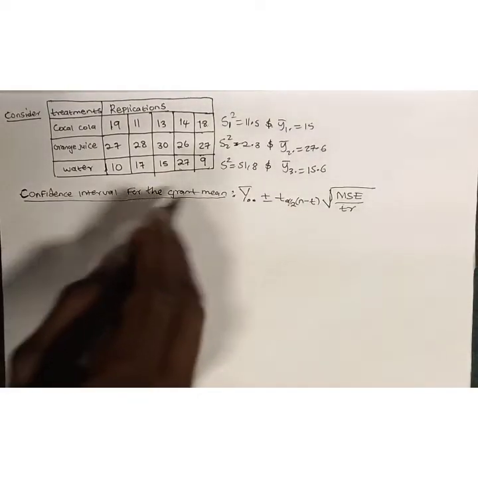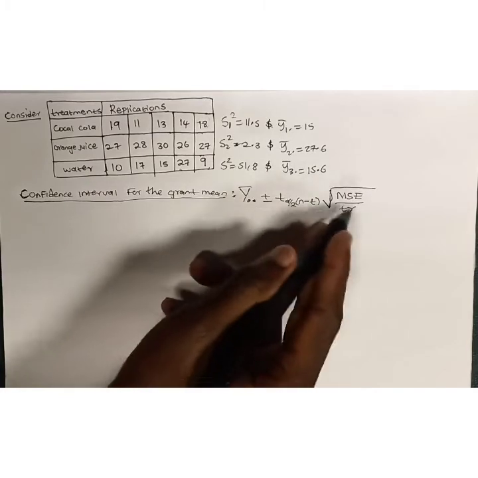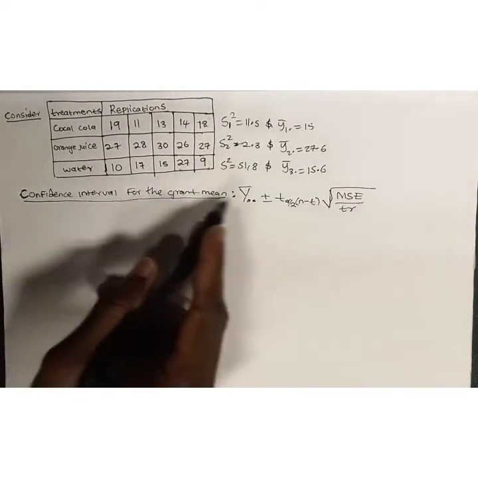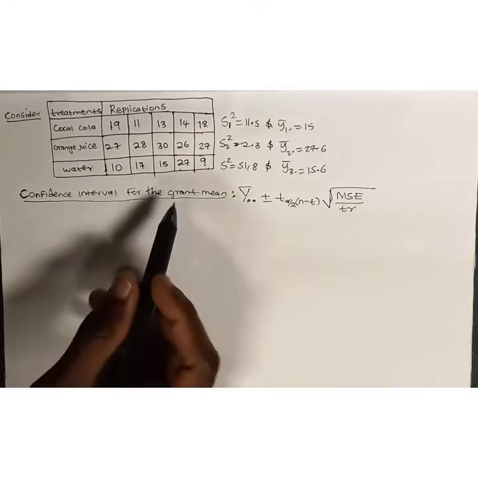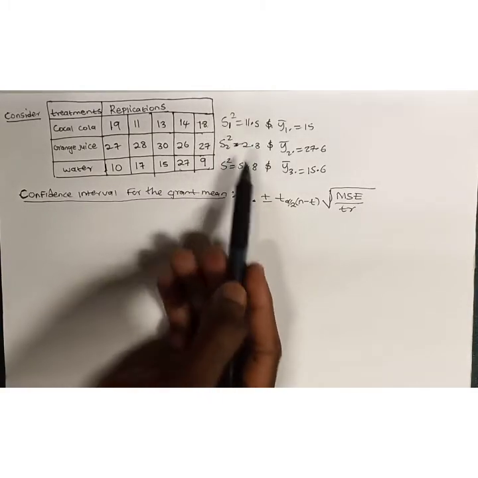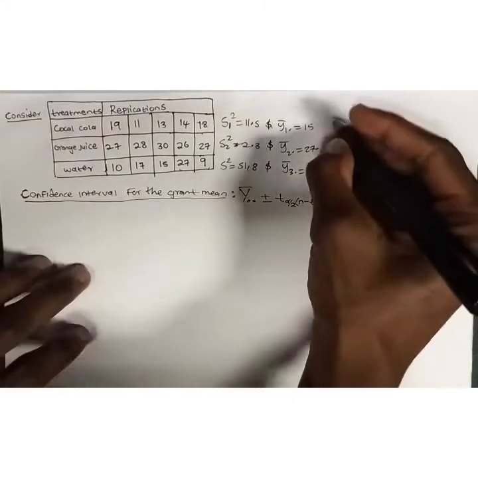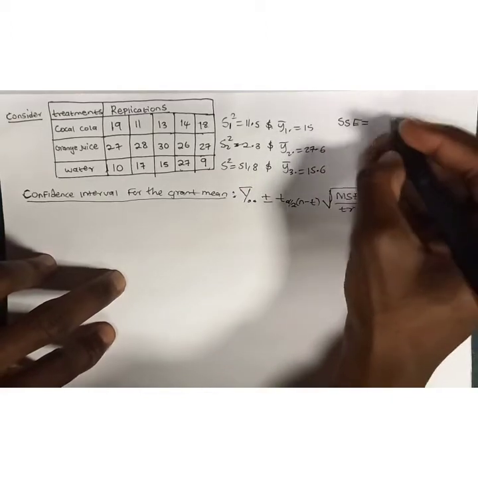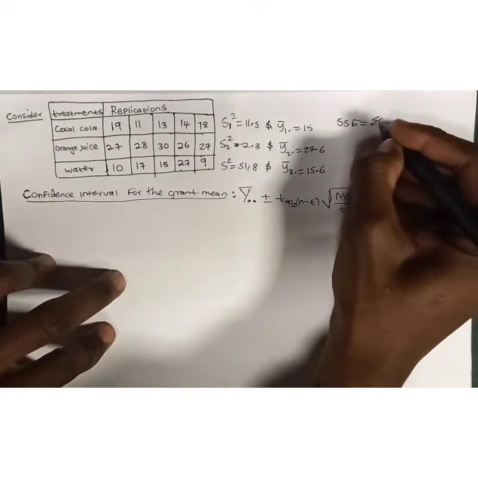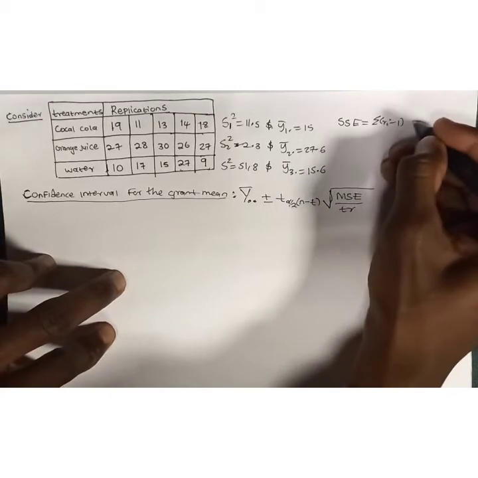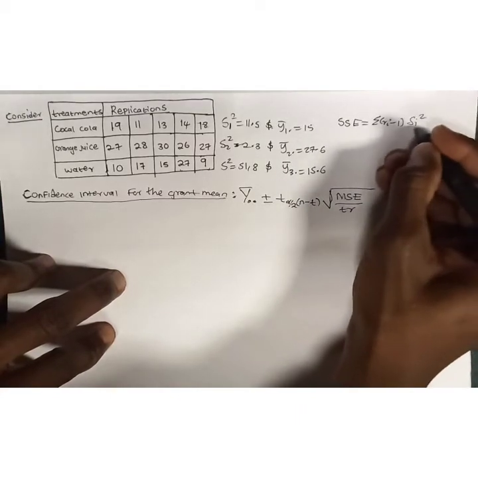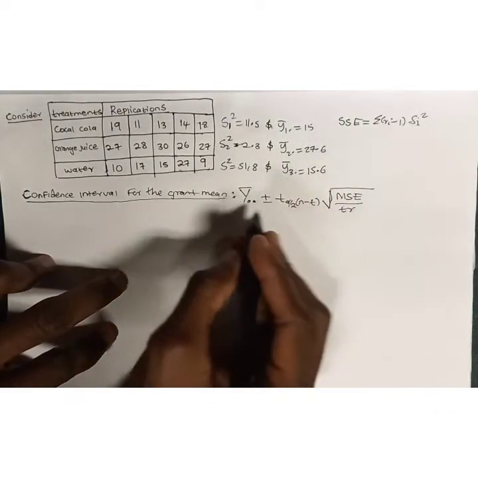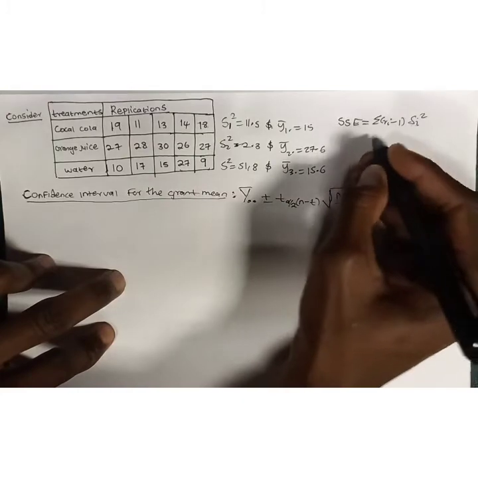So now we can find SSE. With the help of SSE, we can find MSE. Then we can construct our confidence interval for the grand mean. So in this case, we managed to find the variances for each and the means for each. Now, what is SSE? Remember, SSE is just the sum of (ri minus 1) Si squared, where Si squared is the variance for each. So we can just calculate our SSE from here.